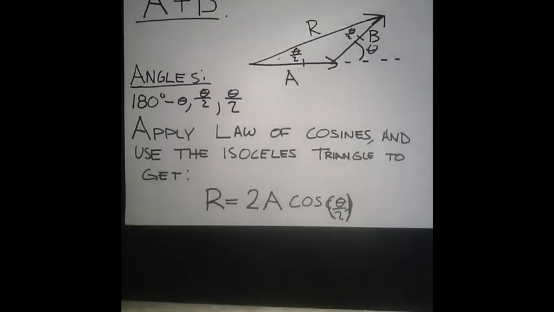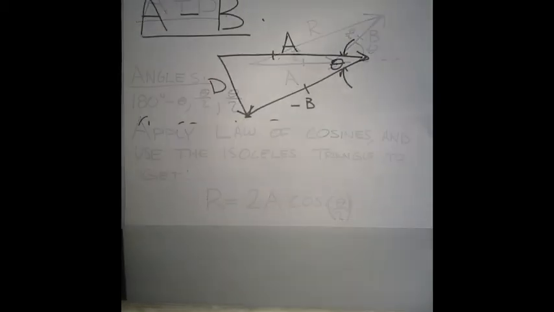Now apply the law of cosines, and also remember that you're working with an isosceles triangle, and after working that out, you should end up with R equals 2A cosine theta over 2. Now we're going to work with the magnitude A minus B. So draw vector A going in the positive direction. This time vector B will be going in the negative direction, and then connect them with the magnitude D.